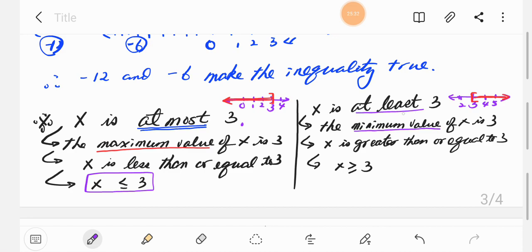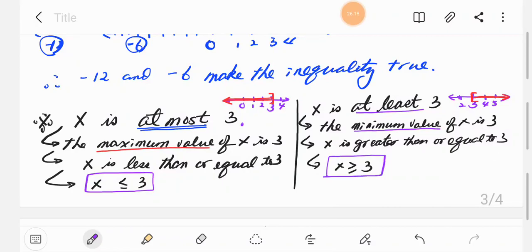X is at most 3. At most means, oh sorry, at least. Did I say at most? Okay, so at least 3. At least 3 means the smallest number, the minimum number of x is 3, right? So x is always greater than or equal to the number 3. So look at the number line. The numbers have to be right of this number 3, all the way to the right. So you can write it as this: x is greater than or equal to 3.